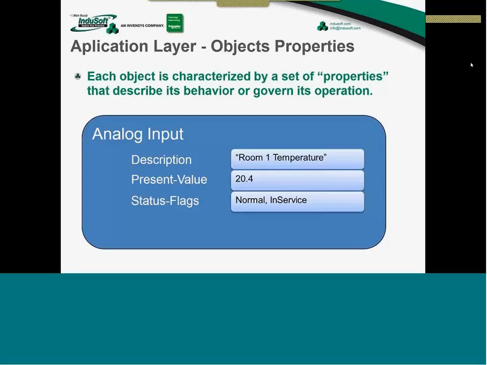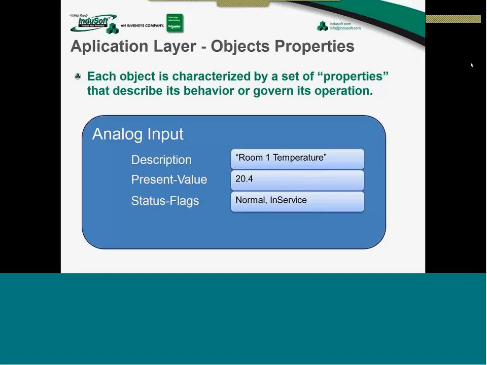So here I have an example, right? Imagine a sensor. In the sensor, I can have an object analog input, for example. In fact, analog input has a lot of properties, but 3 of them: the description, which here is room 1 temperature. The present value is the actual value of temperature, and status flags indicating how the analog input is operating, how the sensor is operating. This depends on the device, right? In this case, normal, in service.